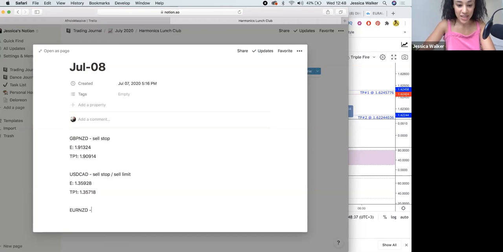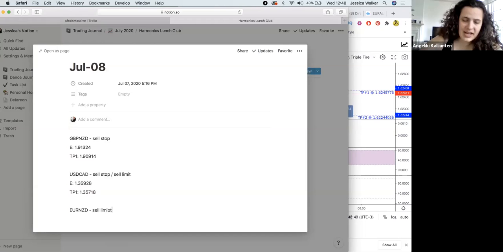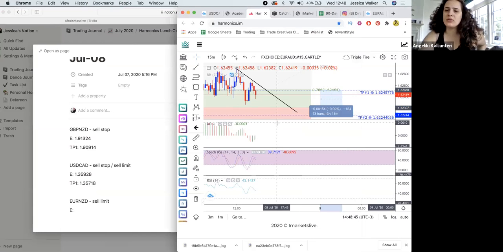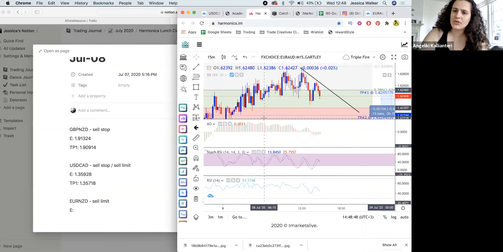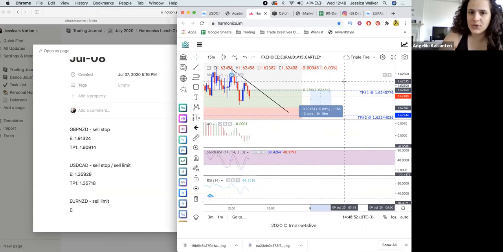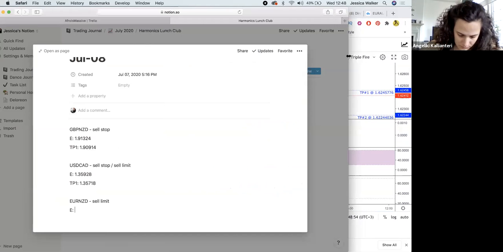Euro NZD. What is that? Sell. It's only an overall downtrend, but right now it's actually pretty normal for that pair because it's only been really high up during the coronavirus. Yeah, exactly. This is a normal price movement for the pair.